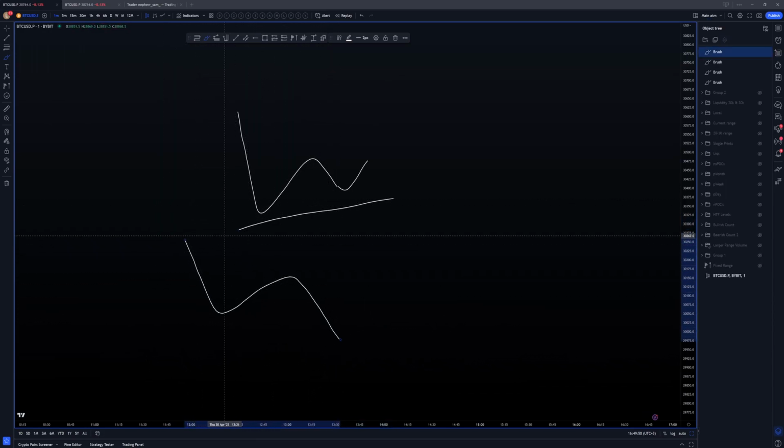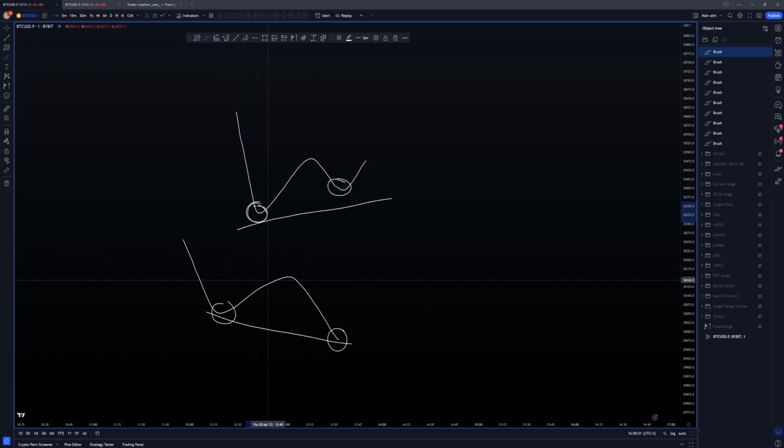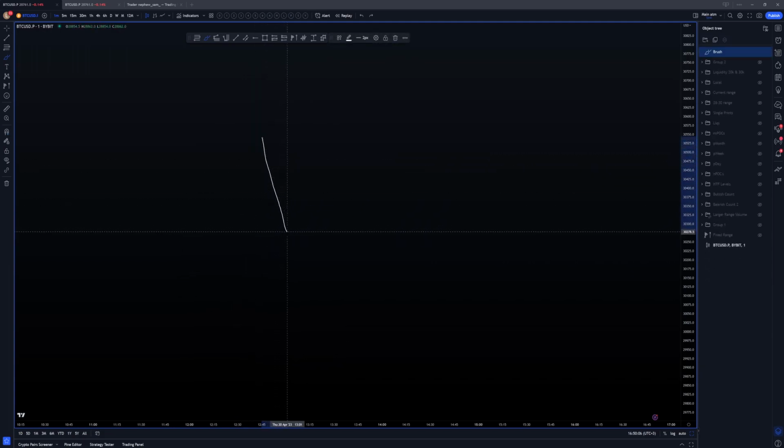Why is that? Well, if CVD is making lower lows, there's more selling happening here than there is happening here. So more selling happening here on the right than there is on the left. And thus, price still isn't moving down. That is more bullish CVD. Now, although I've just mentioned all of that, I still, again, want to see those structure changes.